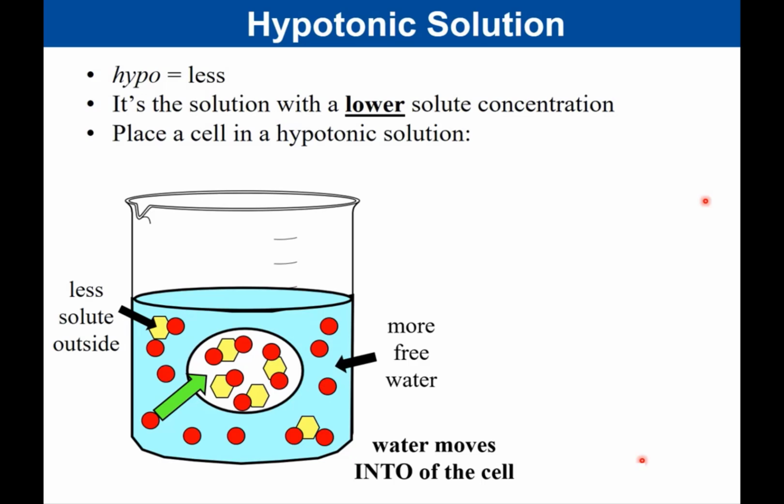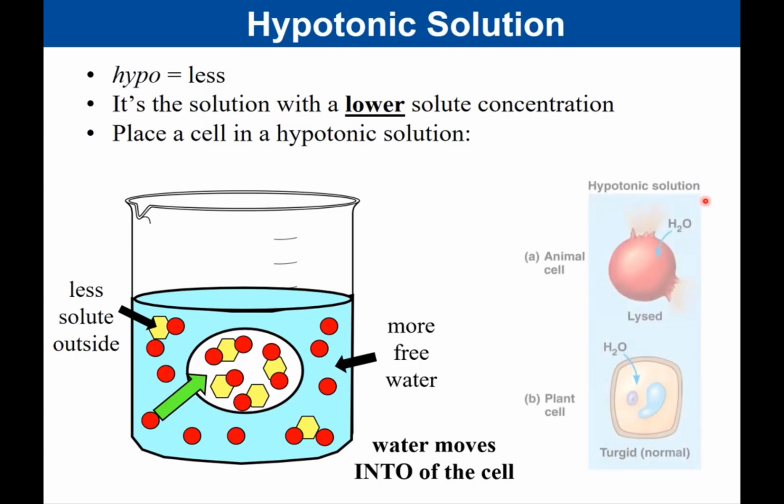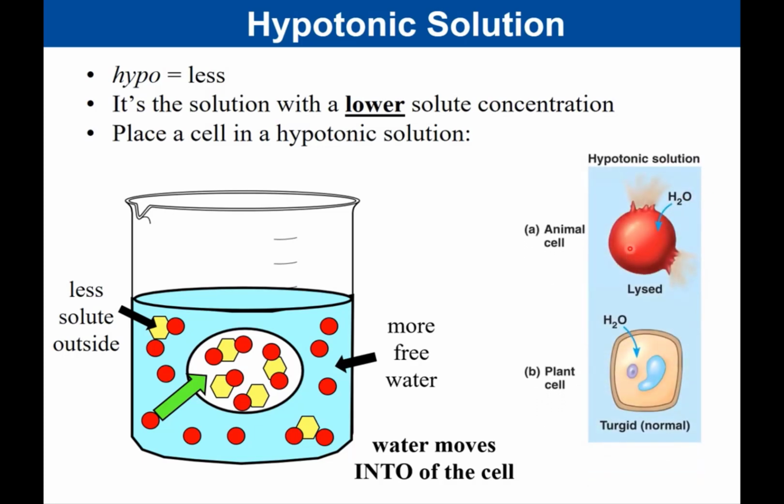And so that's going to look different if you talk about an animal cell versus a plant cell. In an animal cell, if you put it in a hypotonic solution, the water's going to go in, the cell's going to swell, there's no cell wall to restrain how much water goes in, and the cell's going to lyse and it's going to burst open.